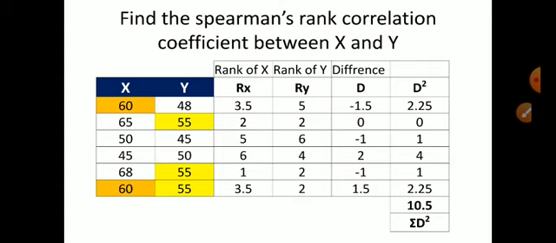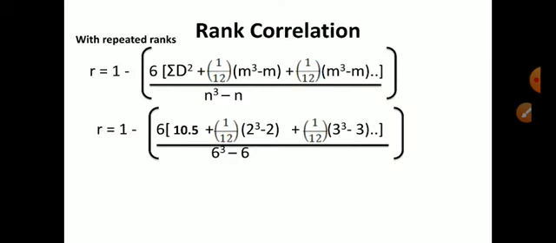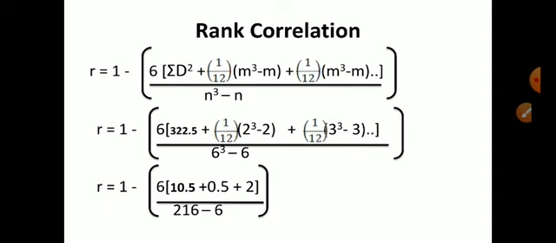Once again we are going to take out the formula and substitute everything. Here the summation d square is 10.5 and the number of n values is 6. We are going to substitute it. Now once again, the 1 by 12 (m cube minus m) values we have already found, that is 0.5 and 2. If you add them, it will be 10.5 plus 0.5 plus 2, that is 13. 6 into 13 divided by 6 cube. 6 cube is nothing but 216. 216 minus 6, we will be getting 210.